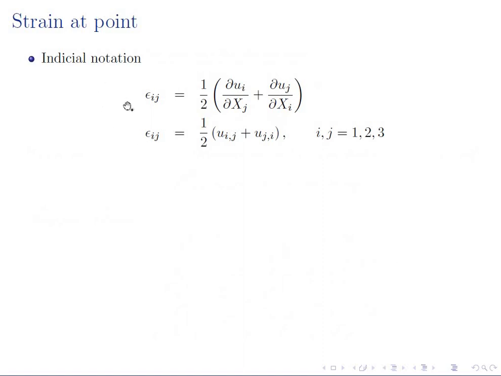Or in indicial notation, I can write that each strain component epsilon ij is equal to half of partial ui divided by partial xj plus partial uj divided by partial xi, or half of ui comma j plus uj comma i. If we are talking about a three-dimensional body, i and j both vary from 1 to 3, because there are 3 orthogonal axes involved. So this is the compact form of the strain tensor.